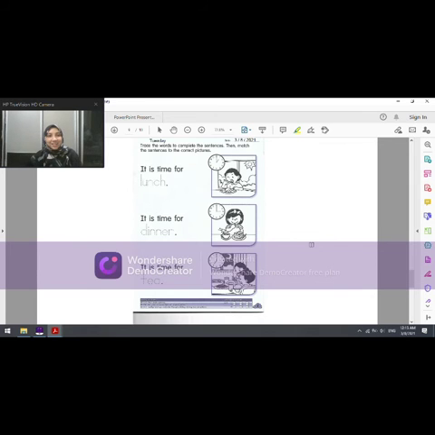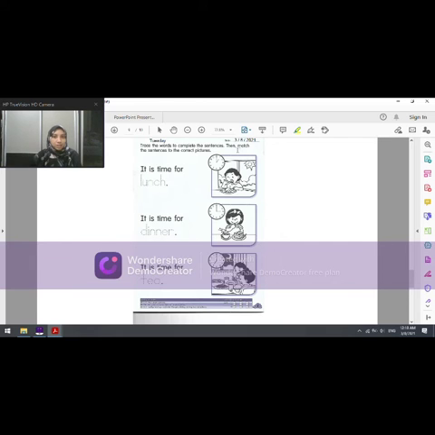Now let's read the instruction together. The question asks you to trace the words to complete the sentences. Sudah perkataan-perkataan ini untuk melengkapkan ayat-ayat berikut. So you have to trace the word, all the dotted line. You have to follow all the dotted line to make a complete sentence.